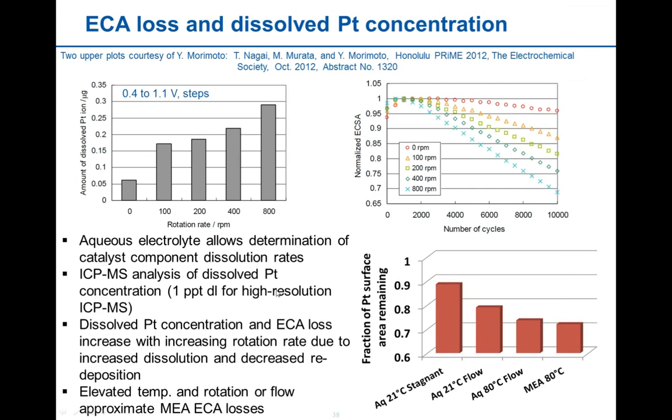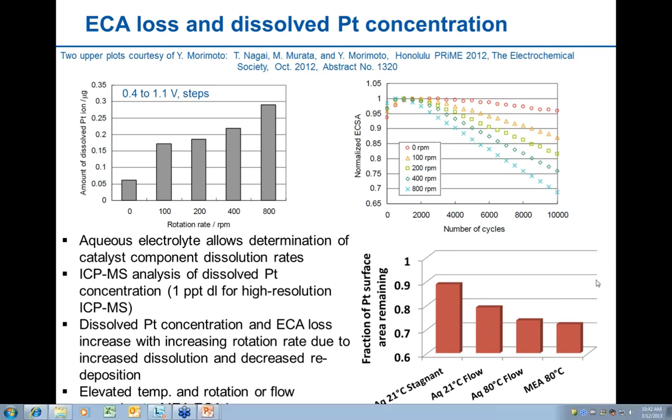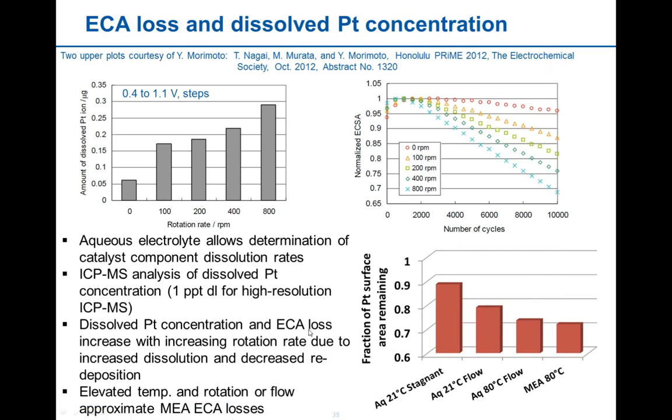Okay. So I want to mention that measurements in aqueous environment allow you to determine some things that can't be determined in the MEA environment. For example, you can determine dissolution rates of the metallic catalyst components, and this can be done by measuring the dissolved platinum concentration, or say if it's an alloy, like a platinum cobalt alloy, you can measure the cobalt concentration in the electrolyte using techniques such as ICP mass spec, which has a very sensitive detection limit for those two metals.